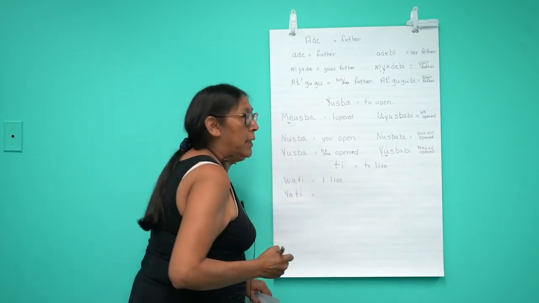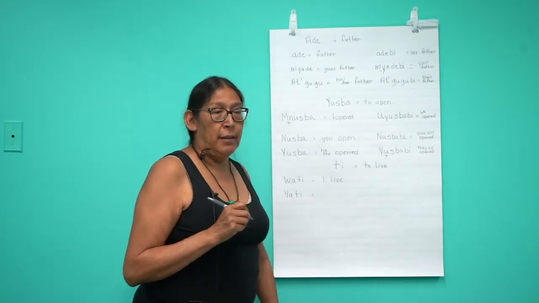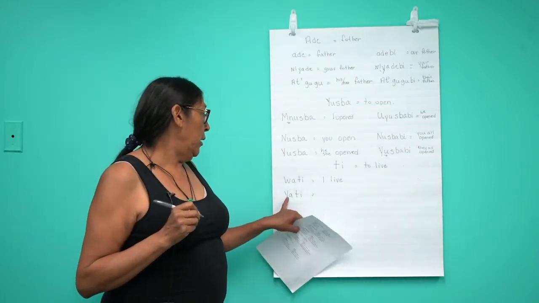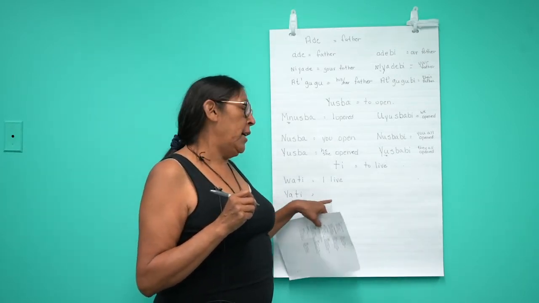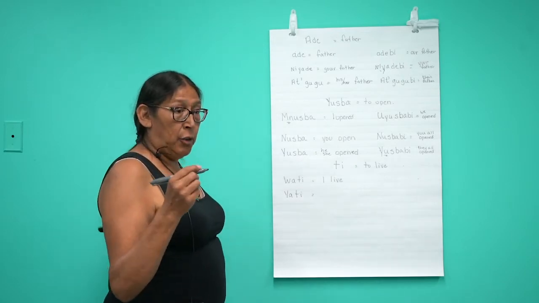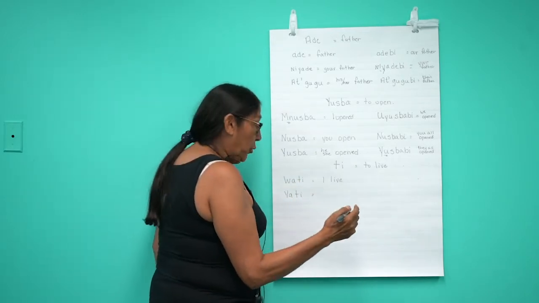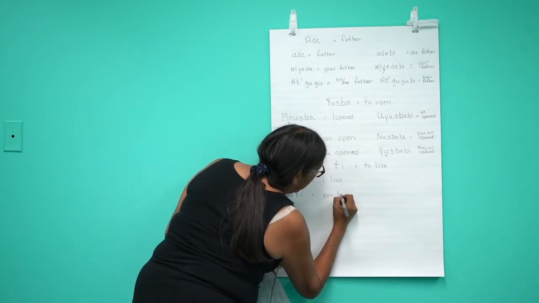Yati. Hoho Jubina je en yati ha. Do you live in Regina? Oh, I don't have to put je. Hoho Jubina yati ha. Regina, you live. Do you live at Regina? I'm asking you a question with a question marker. Yati, you live.